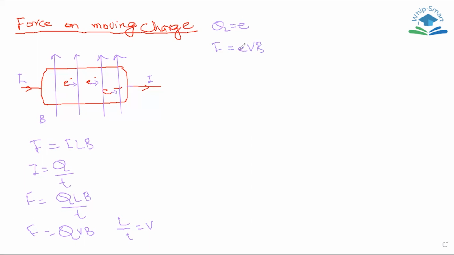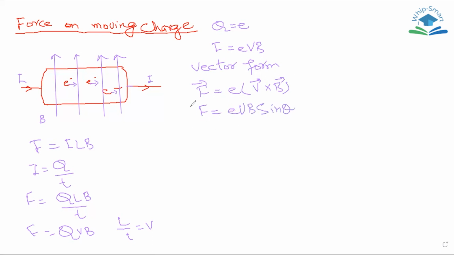This relation is in the magnitude form. We can write it in the vector form. F equals e times V cross B, where V is the velocity of the electron, and B is the magnetic field. By removing this cross and writing it again in magnitude form, this will be in terms of e V B and sine theta.